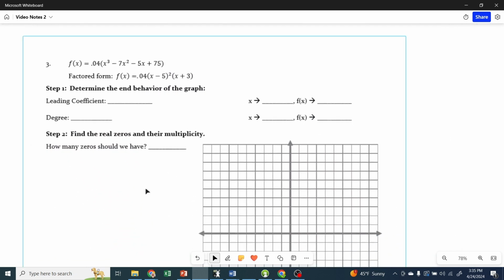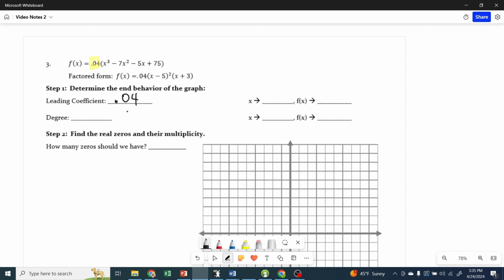Okay, this one tries to be a little tricky because our lead coefficient, if we look inside the parentheses, we say it's 1. But because we have to distribute 0.04, our lead coefficient would be 0.04. Our degree is 3. So again, as we approach positive infinity, we'll be approaching positive infinity. And as we approach negative infinity, we'll be approaching negative infinity for our end behavior.